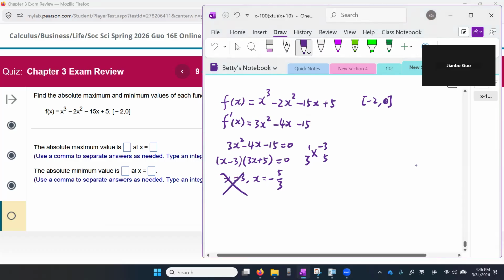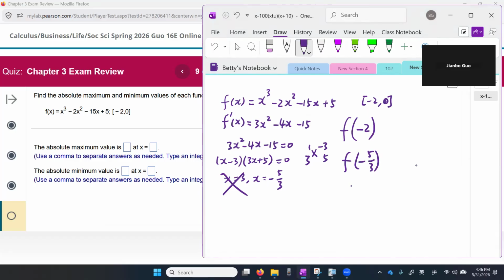Okay. And now we're going to consider the following three values, 92, -5 over 3, and 0, to see which one is biggest and which one is the smallest. When x equals 92, I think you could use a calculator to get it done.